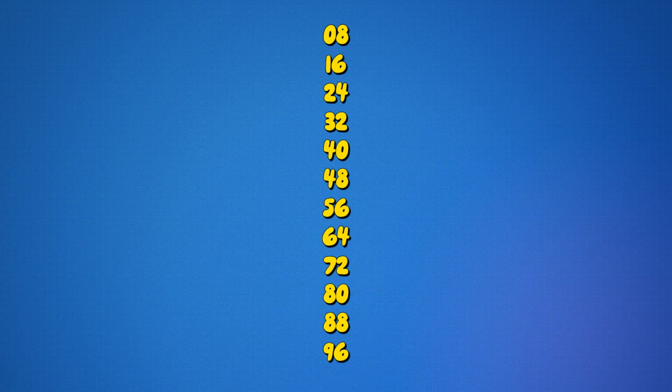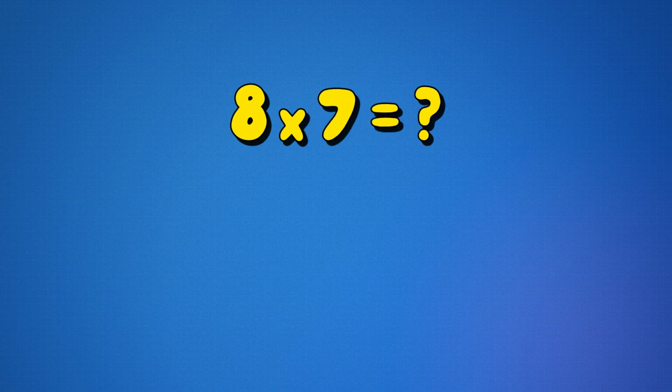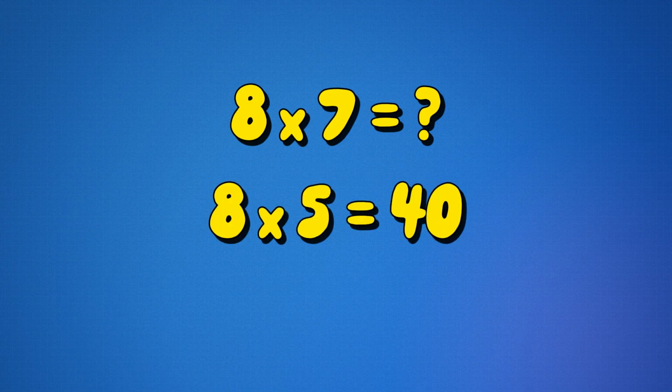Hopefully, understanding this pattern can help you recall the multiples of 8. If you can't remember one multiple, but remember one close to it, this pattern can help you figure out the answer. Let's look at an example. My teacher asked me, what is 8 times 7? I can't remember the answer. But I do remember that 8 times 5 is 40. And because I know this pattern, I can easily figure out 8 times 7.